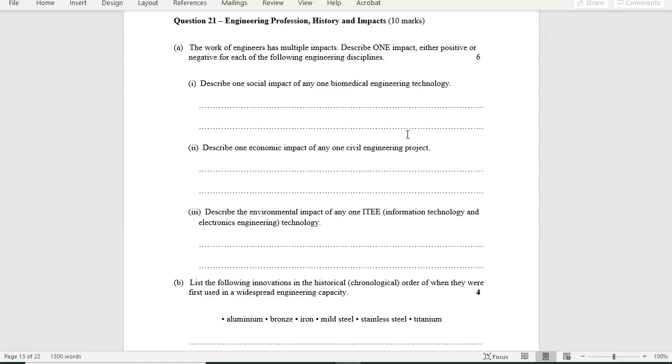There's lots of civil engineering projects. You could say building skyscrapers provides housing. You could say that the Snowy Hydro scheme provided water irrigation for farming, and it also provides electricity, which improves our quality of life. Those sorts of things are economic impact. So electricity, which allows us to run businesses which are going to generate income. The irrigation allows us to grow more crops that we can sell.